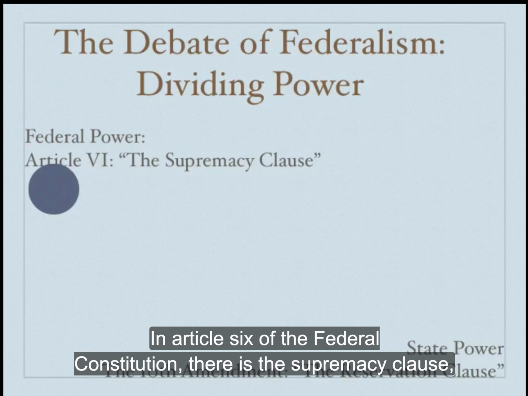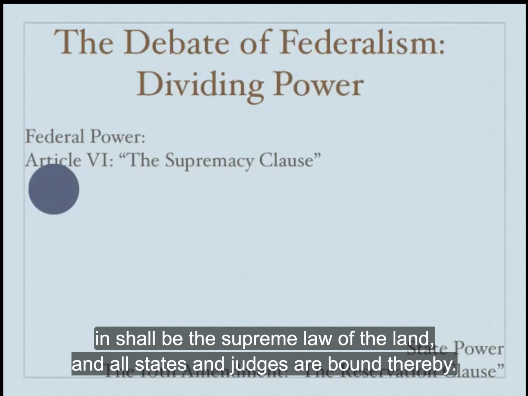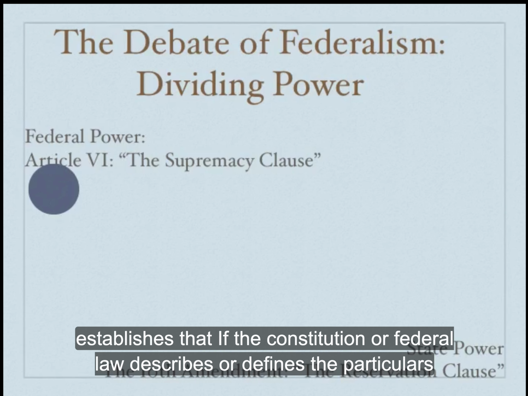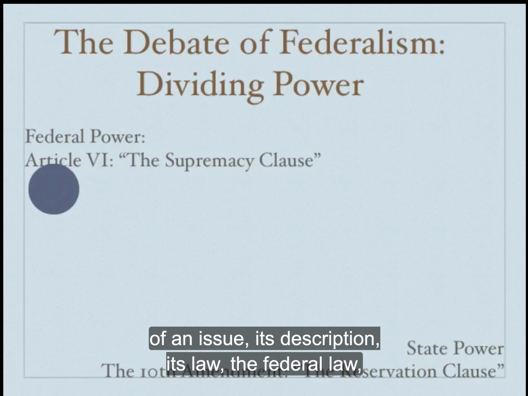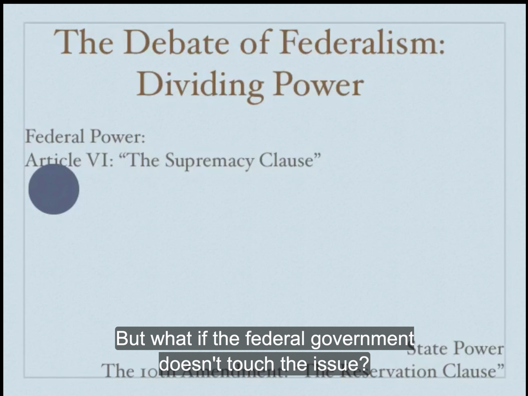In Article 6 of the Federal Constitution, there is the Supremacy Clause, a piece of the Constitution that reads, "This Constitution and the laws therein shall be the supreme law of the land, and all states and judges are bound thereby." The Supremacy Clause, Article 6 of the Constitution, establishes that if the Constitution or federal law describes or defines the particulars of an issue, its description, its law, the federal law, shall be the supreme law of the land.